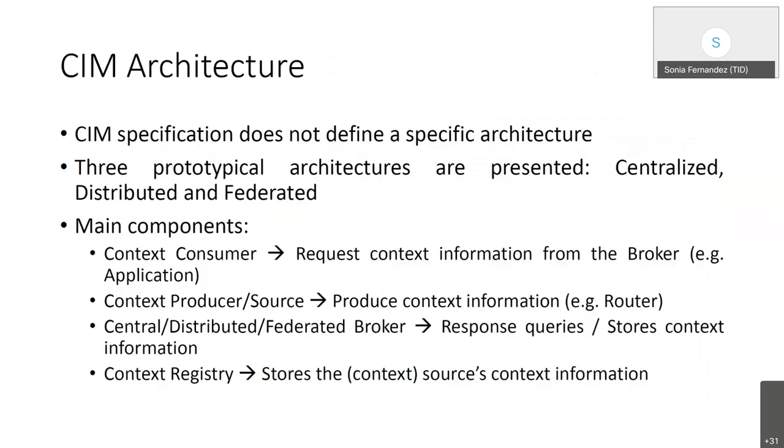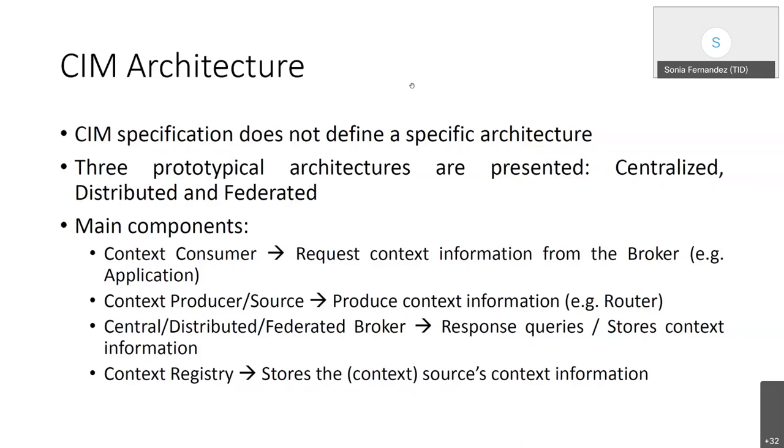Although the standard does not define a specific architecture for implementing this system, it provides some recommendations about three possible architectures: a centralized, a distributed, and a federated architecture. Nevertheless, the three architectures have the same key components, which are the ones that you can see here. First, the context consumer, which is basically the application that needs the context information of the data sources, requesting one piece of information or another, the ones that fit the application. Then the context producer or context sources, which correspond to all the data sources that produce some data, and thus they need the definition of this context data.